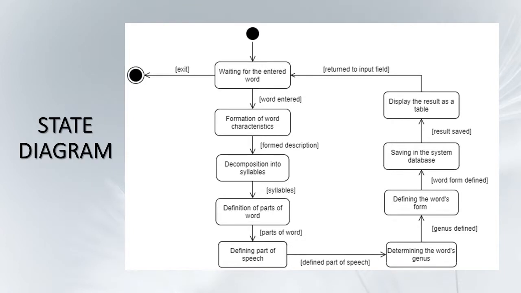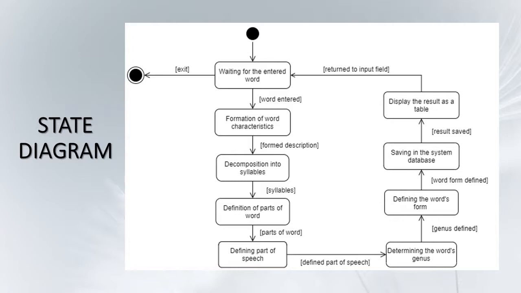This is a state diagram which shows all states of the system. So, when the program is opened, its first state is waiting for the entered word. When the word is entered, it changes its state to formation of word characteristics. Then there are such states as decomposition into syllables and definition of parts of the word, which follow one another.